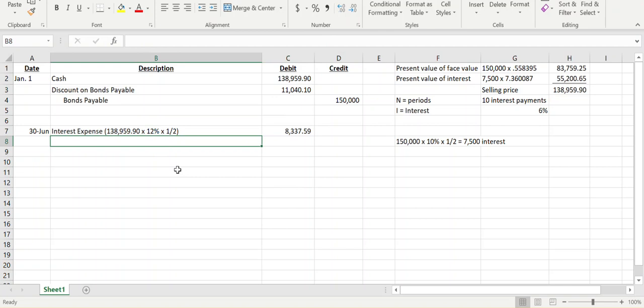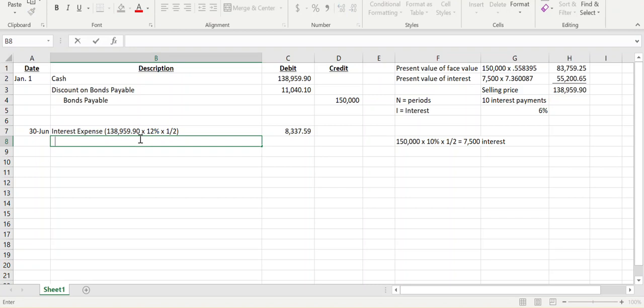So now we have to look at how much cash we have to pay and how much we have to start reducing that discount on bonds payable. Remember, right now the carrying value is at that $138,959.90, which is the $150,000 minus this $11,000 discount. Over the life of the bond, we need to get rid of that discount amount. So by the time that the bond matures, the only thing that's left that's associated with this bond is a bond payable of $150,000, because that's how much we're going to have to pay in one lump sum to that bondholder on that maturity date.